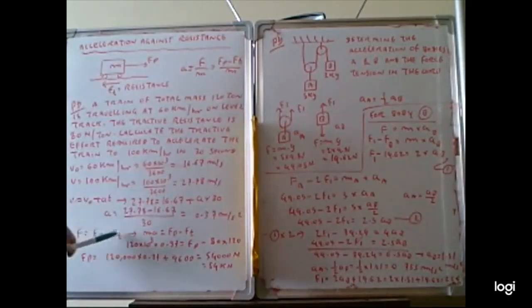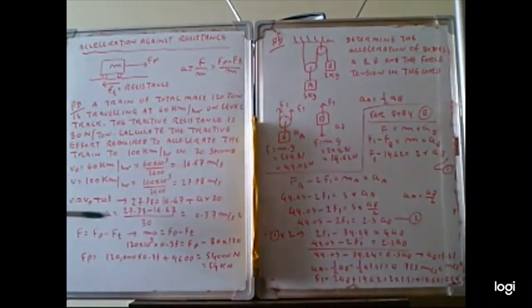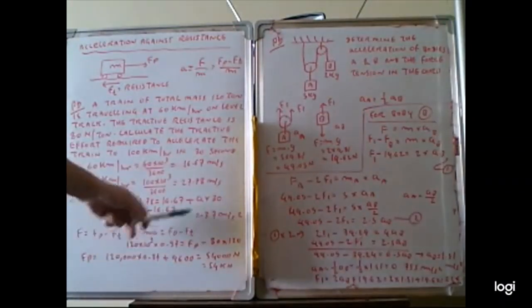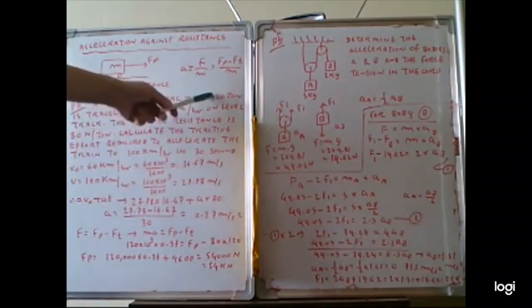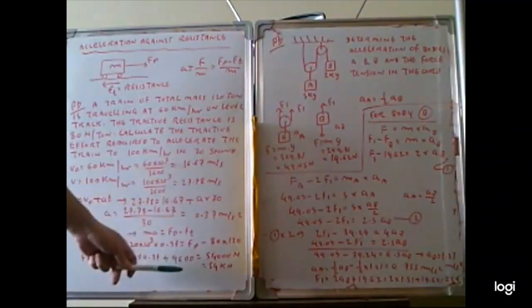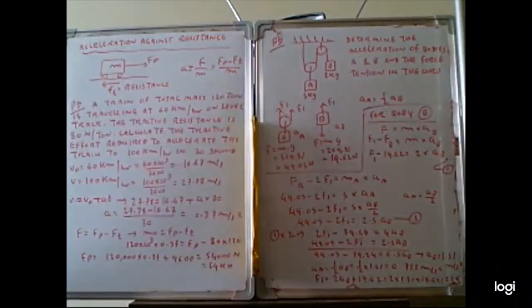So we can calculate using this formula. F is equal to FB minus FT. So then FB minus FT is equal to MA. The mass is 120 ton, converted to kilogram, so multiply it by 10 power 3. A is 0.37. FT, the traction resistance, is 80 Newton per ton, and we have a total of 120 tons. So this is 80 multiplied by 120. By solving this, we can get FB as 54,000 Newton or 54 kilonewton. So this is the way we can calculate the FB.